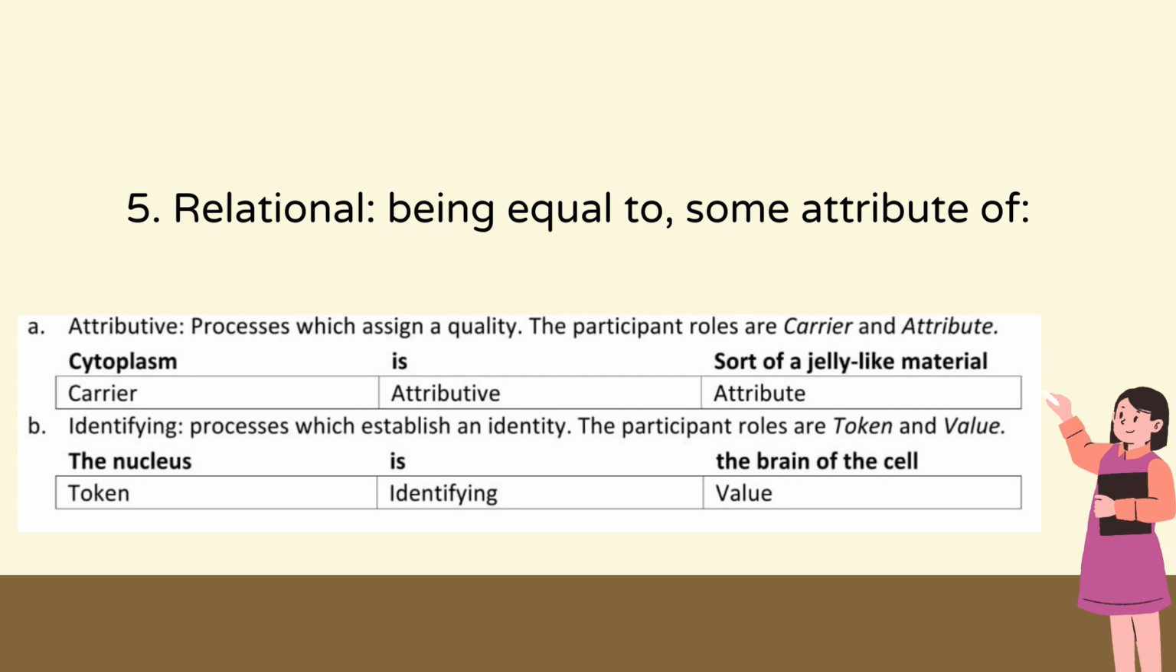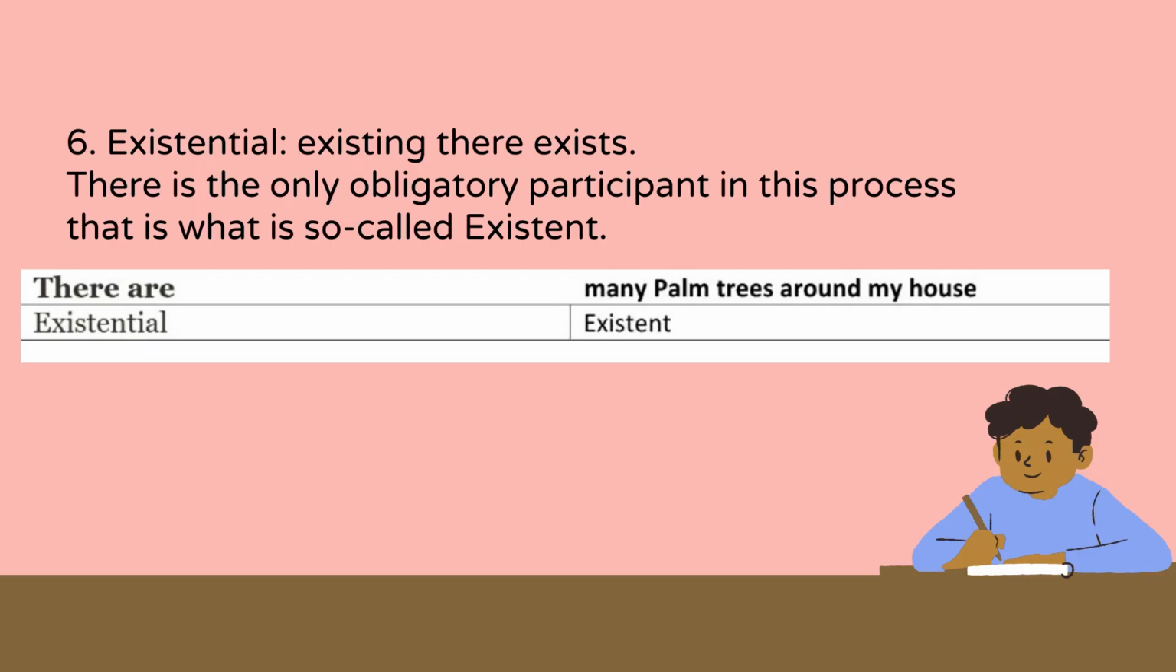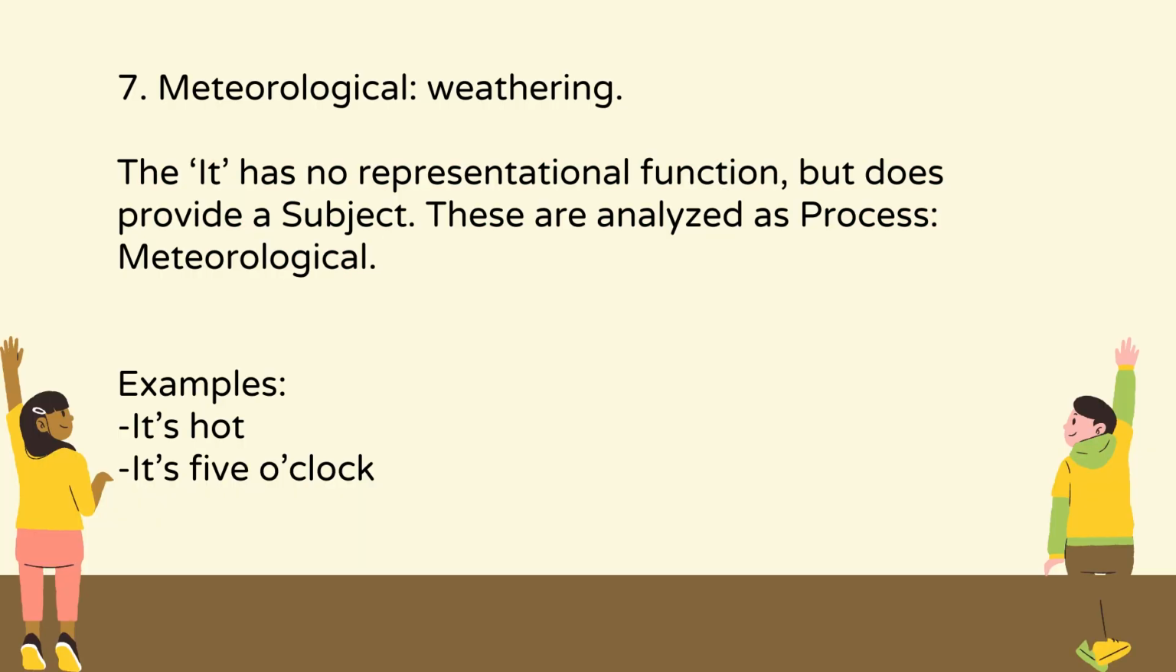And then we move to the next process, the meteorological process, weathering. The "it" here has no representational function, but does provide a subject. These are analyzed as meteorological processes. For example, it's hot. "It" here refers to the condition right now, which is that it's so hot. Today is so hot. So, it's hot. For the next example, it's 5 o'clock. "It" here indicates the time right now. The time right now shows 5 o'clock.